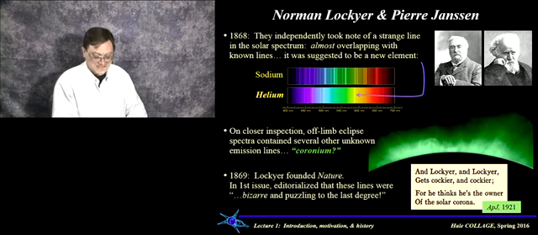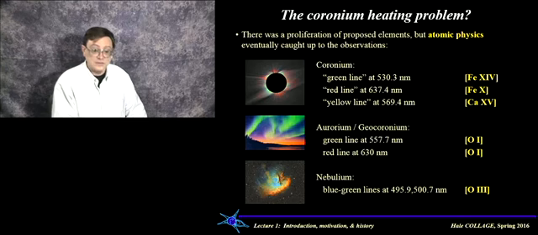But again, as I said, it took several decades until the 1930s or so for people to really identify what these coronium lines were. The atomic physics had to catch up. We had to have quantum mechanics and predictive atomic physics to really be able to figure it out. The coronium lines come from highly ionized atoms, highly ionized ions of heavy elements like iron and calcium.